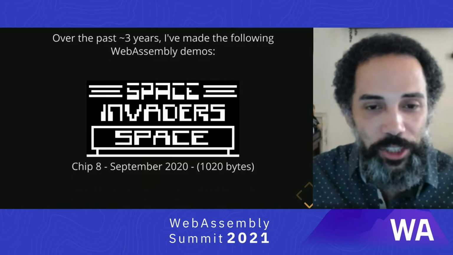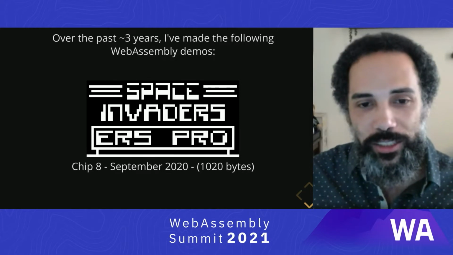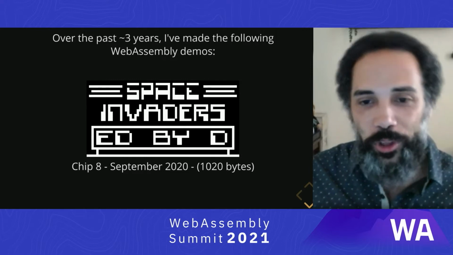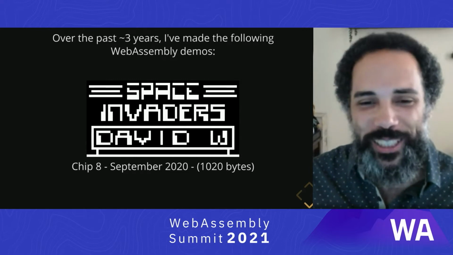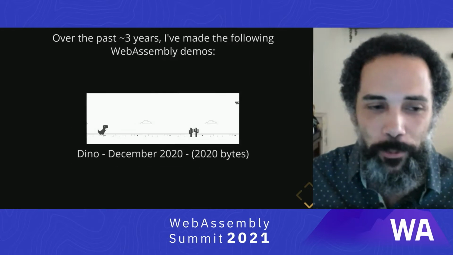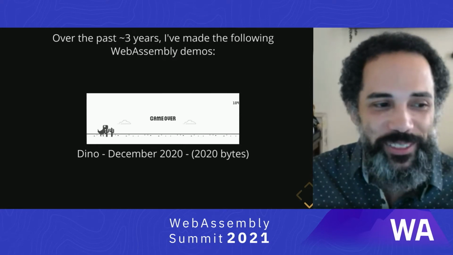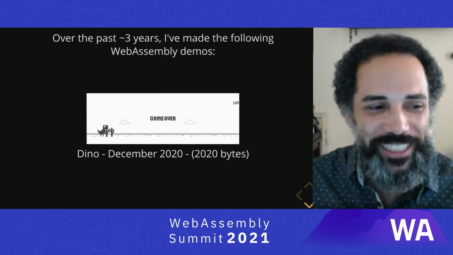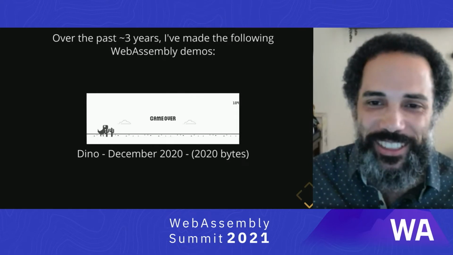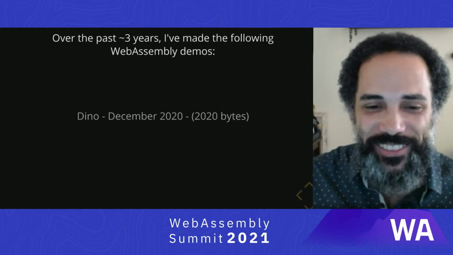And after that, I made a Chip 8 emulator. If you've never heard of these before, Chip 8 is almost like a fantasy console that allows you to play very low resolution games. This one is in only 1,000 bytes. Most recently, I made a little Dino game, very much like the Dino game you might have played in Chrome. 2020 bytes. I actually tried to make this exactly as many bytes as the year that it came out.